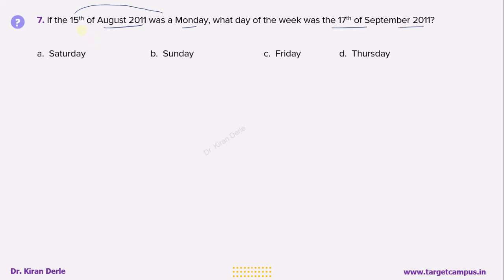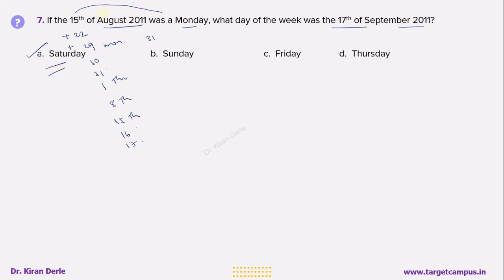Because this is just around 1 month, you can simply do this also. 15 plus 7, 22 will also be Monday. 22 plus 7, 29th is also Monday, right? August is of 31 days, so 30, 31 and 1 are Tuesday, Wednesday, Thursday. So this is Thursday. 1 plus 7, 8 will be Thursday. 8 plus 7, 15 will be Thursday. Now we have 17th September, so 16th and 17th are Friday, Saturday. That's it, right? Pretty much simple. I hope you understood this.